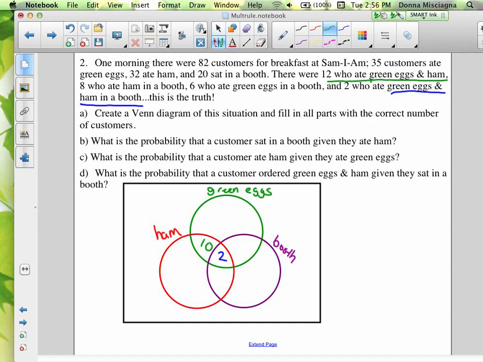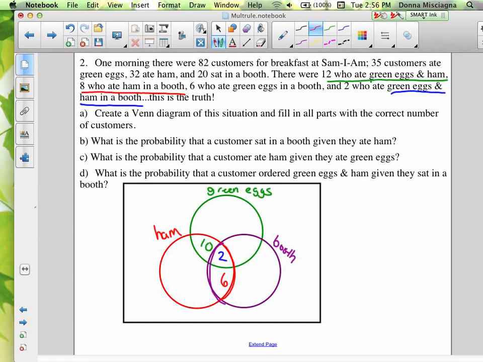All right, so now we want to find ham in a booth and eggs in a booth. Well, first, the next one up is ham in a booth. I see 8 who ate ham in a booth. All right, so those 8 are in the section for ham and booth. So that is the red and the purple, where the red and purple overlap. But hey, 2 of them are already there, right? Because this is where the red and purple overlap, right? This, and this. Right, that's where the red and purple overlap. So 2 of them are already there, right? So we want to take those 2 out. We want 8 all together. So this is going to be 6. That gives us our 8 all together.